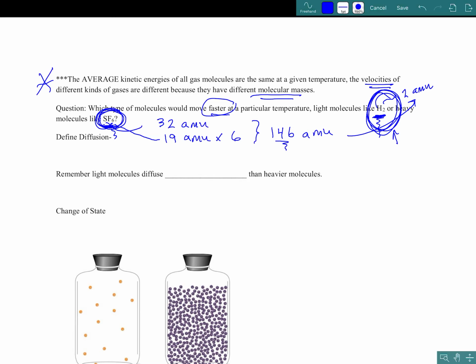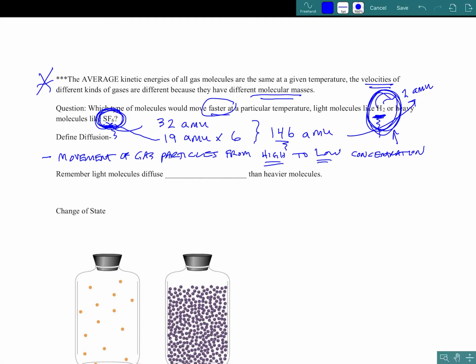All right, one other thing I want to mention in this rather short video is diffusion. So diffusion is the movement of gas particles from high to low concentrations. It always goes from high concentration to low. So the movement of gas particles from an area of high concentration to low concentration.